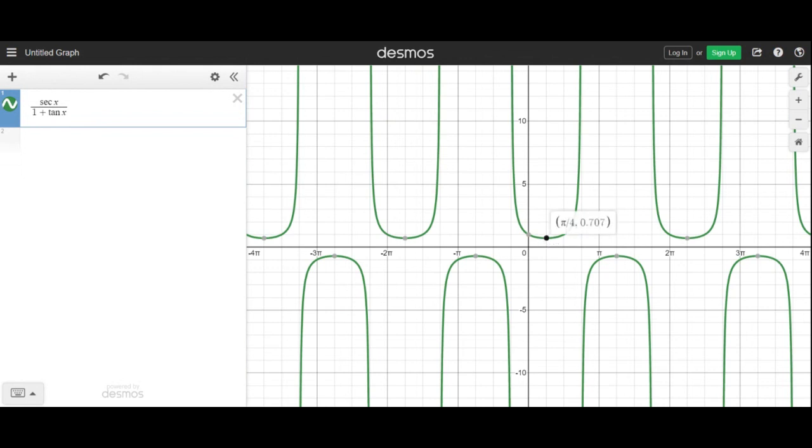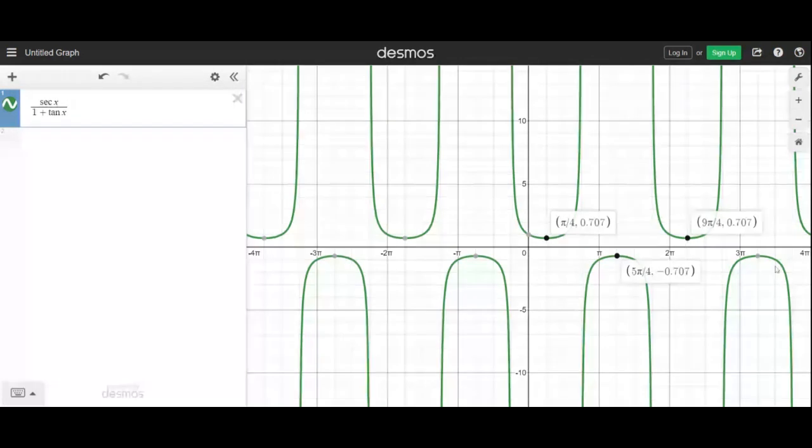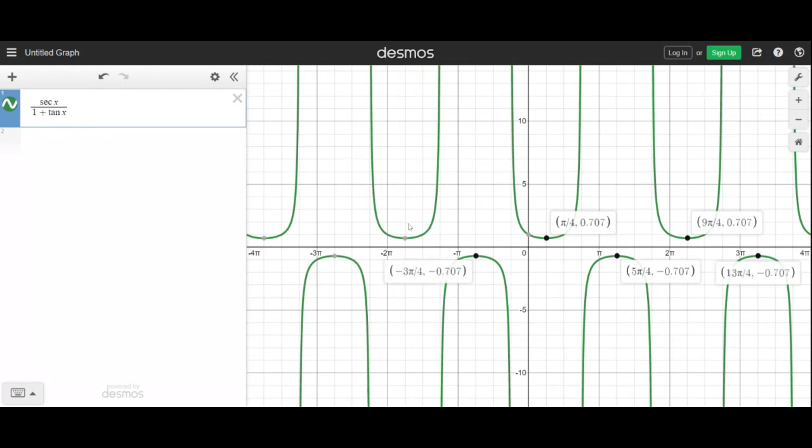And then we said that every time we add a multiple of pi, we should have another one. That would be 5 pi over 4 would be the next one. If we add another, that should be 9 pi over 4, 13 pi over 4, and so on. And if you subtract pi, that's negative 3 pi over 4, negative 7 pi over 4, and so on. So all of those turning points there where we would have horizontal tangents, and it is the pi over 4 plus multiples of pi that gives us those horizontal tangents now. Any questions on that one?